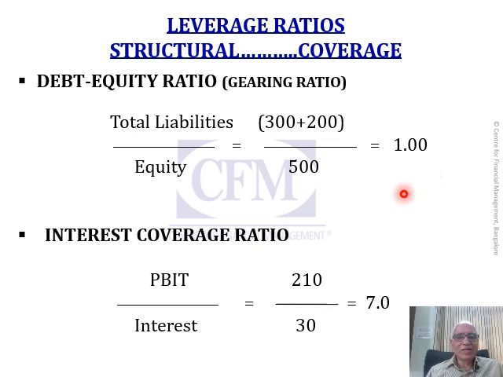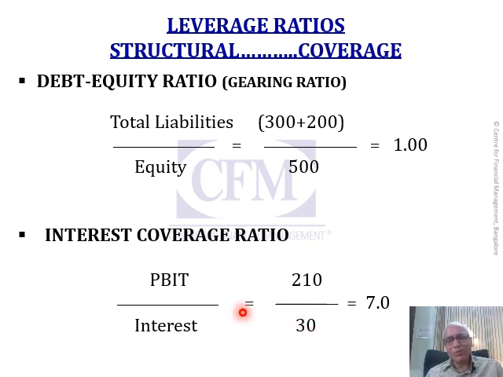Interest coverage ratio is defined as profit before interest and taxes divided by interest. In the numerator, we have profit before interest and taxes because interest is a tax deductible payment. In the denominator, we have interest burden.